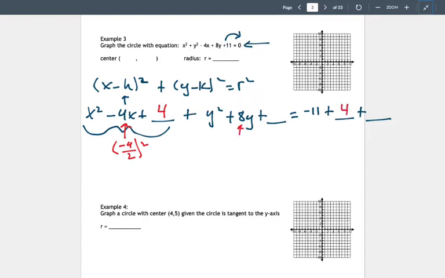Then for this trinomial, you take the 8, divide it by 2, and square it. So that's 4 squared, which is 16. So you add 16 to both sides.